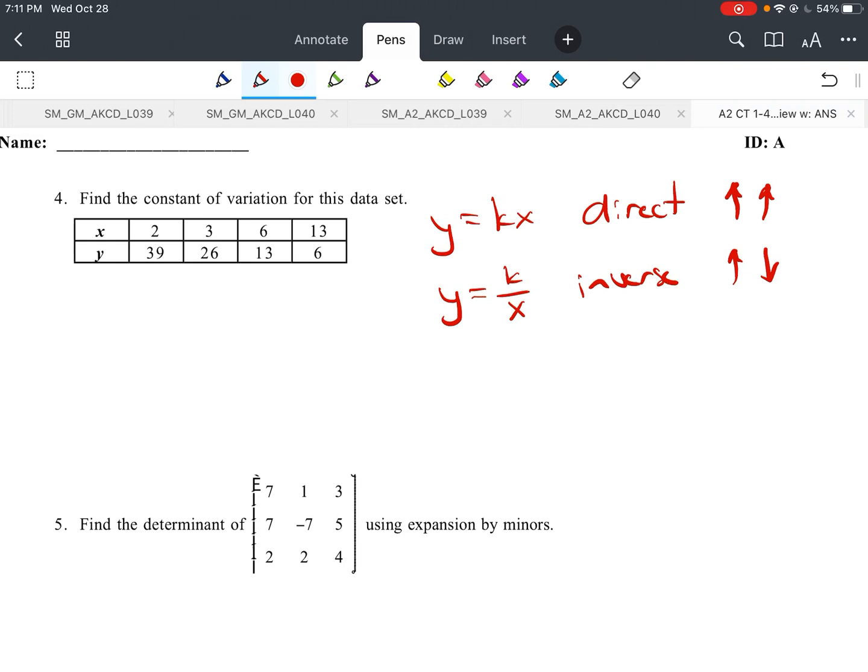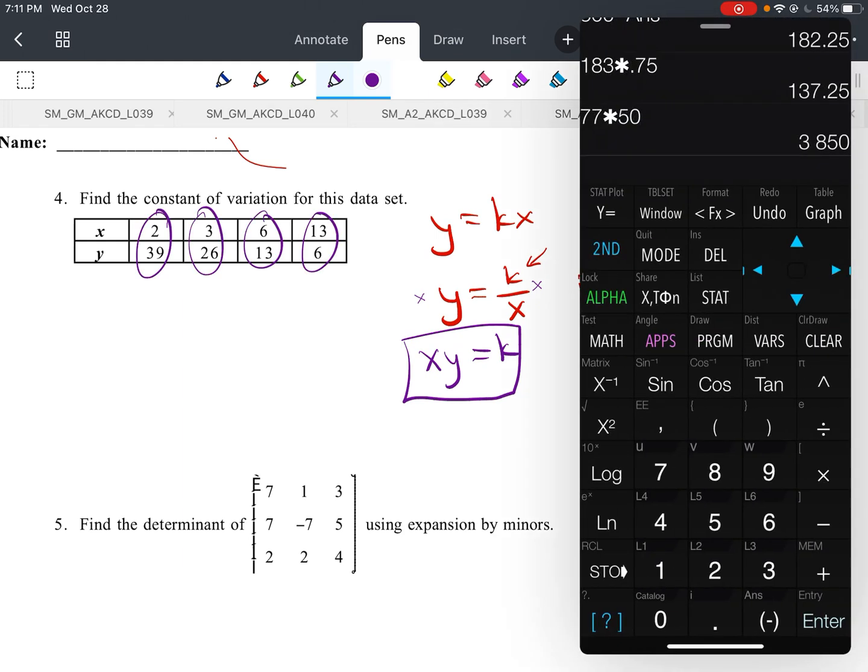Now, the cool thing with inverse variation: how do you find k? How do you solve for k? Just multiply both sides by x. So in other words, every xy equals a k. Every xy should equal the same number. So just check each of these triples here and see if they give you the same number.